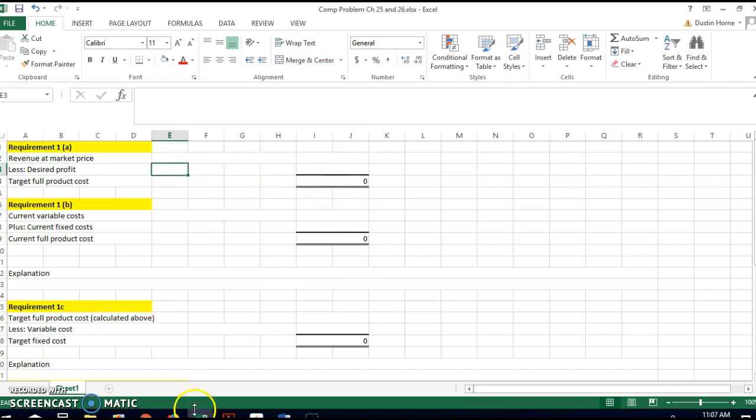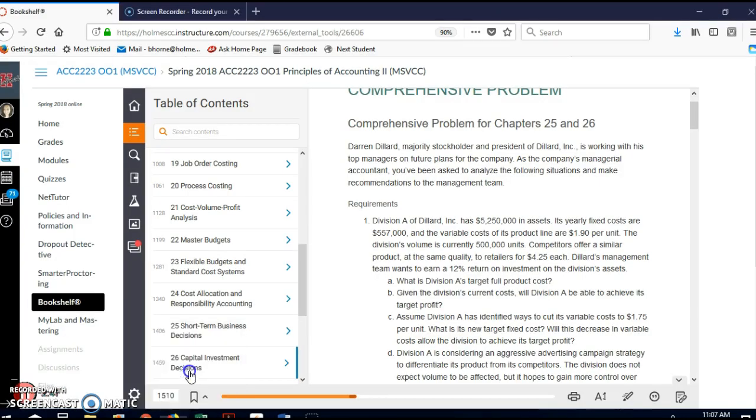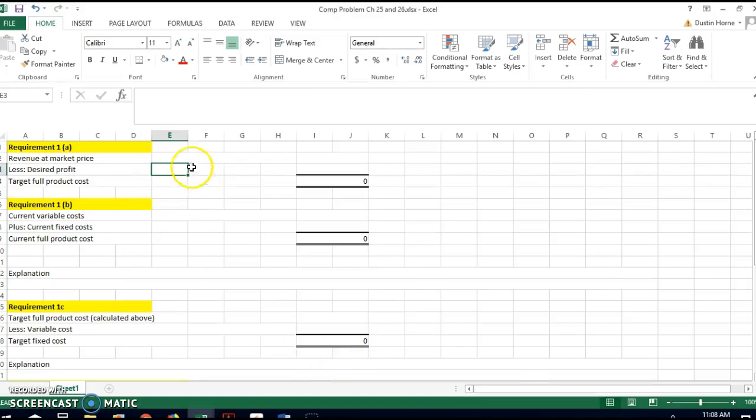So the desired profit, if you look back, we want a 12% return on assets. So 12% times 5,250,000 in assets. So here you would show that you made that calculation. You would put 12% times 5,250,000 assets. Put that right there, and then put your answer right here.